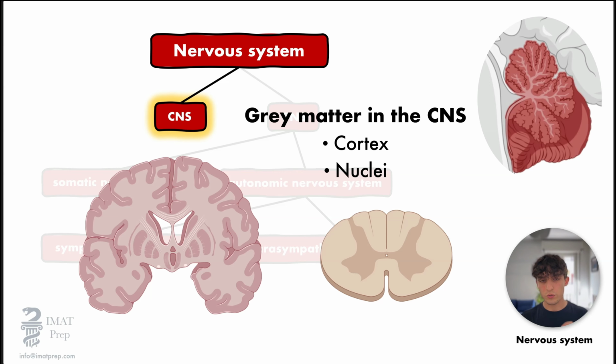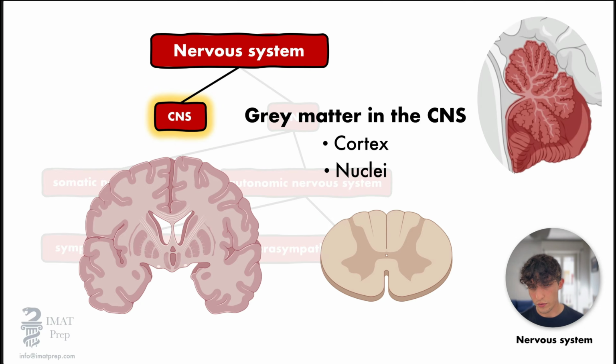So if we focus on the central nervous system, we talked about gray matter in the central nervous system in various contexts. We talked about the cerebral cortex, we talked about the cerebellar cortex, we talked about the spinal cord with this almost butterfly shape, which had the ventral horns and the dorsal horns. And we also saw some subcortical structures, including the thalamus, for example, that was made of gray matter.